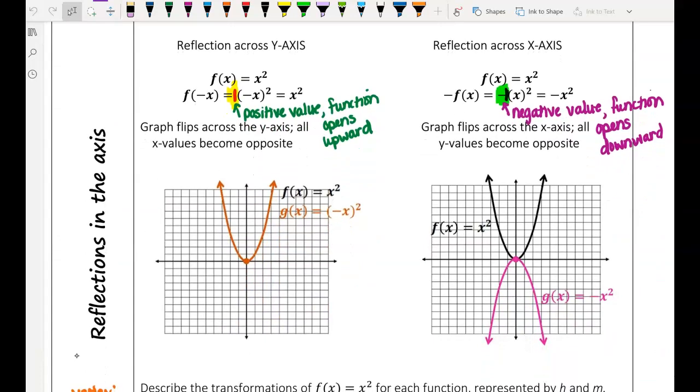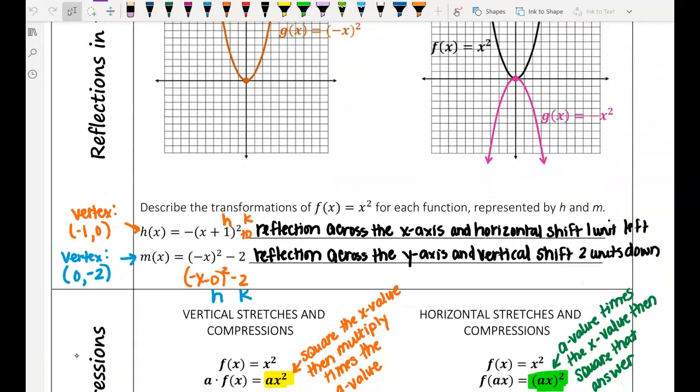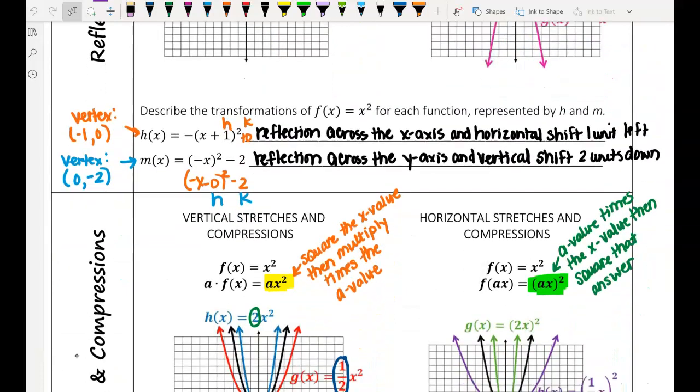Then we looked at reflections across the y-axis and reflections across the x-axis. The difference is the negative in parentheses or not. If the negative is in the parentheses, then we have a reflection across the y-axis. If the negative is outside the parentheses, then we have a reflection across the x-axis. In other words, that's telling us, is it going to open upward or downward? Again, we looked at a couple there.